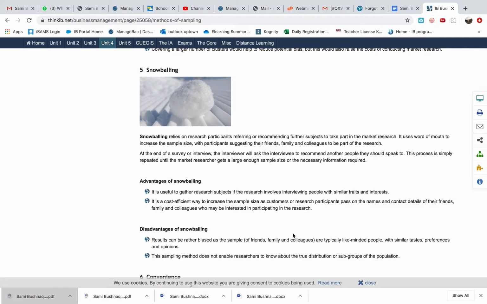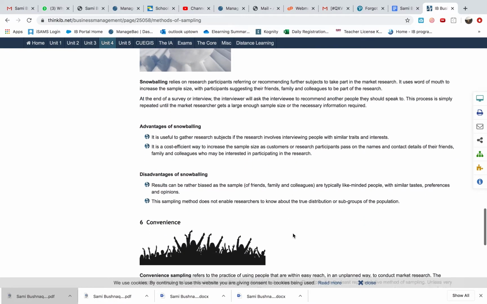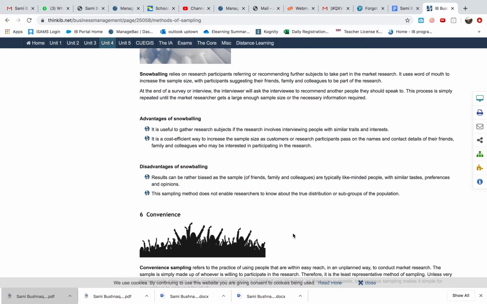So at the end of the survey or interview, the interviewer will ask the interviewee to recommend other people they should speak to. This process is repeated until the researcher gets a large enough sample size to meet the requirements. It's useful to gather research subjects if it involves interviewing people with similar traits or interests. Once again, they'll be like, oh yeah, this guy's in our club, and he might be interested in this too. It's cost efficient because you're not having to go out and look for people.